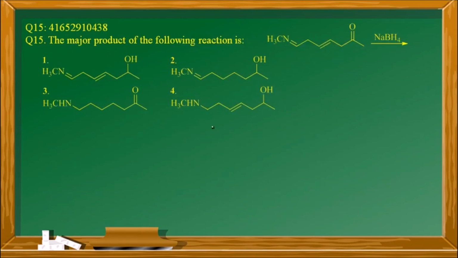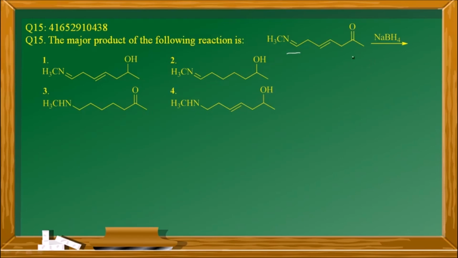Next, question number 15: the major product of the following reaction is, what is the reaction? Sodium borohydride reduction. It is a reducing agent. What does it reduce? It reduces carbonyl compounds to alcohols. It also reduces imines to amines, but it will not reduce alkenes or alkynes to alkanes. So the question is sodium borohydride reduction of a carbonyl compound, alkene and imine.